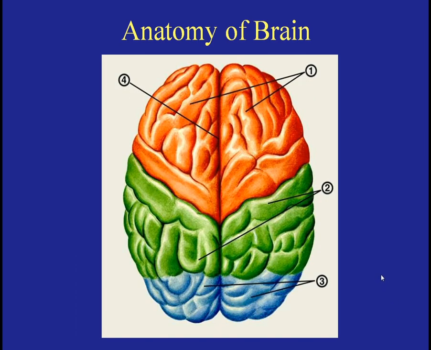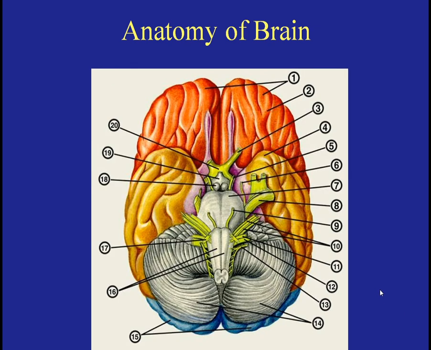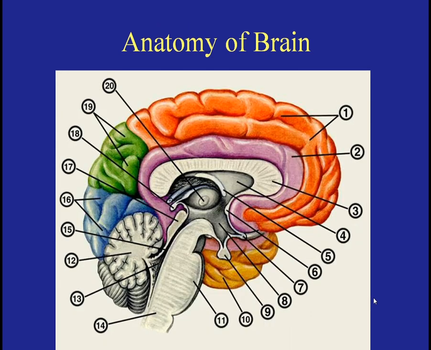This is the upper view. We can distinguish the frontal lobe, the parietal lobe, and the occipital lobe. This is the basis of brain. On this view, we can distinguish the frontal lobe, temporal lobe, and occipital lobe. This is the internal or medial surface of brain. The temporal lobe, parietal lobe, occipital lobe, and frontal lobe are visible.